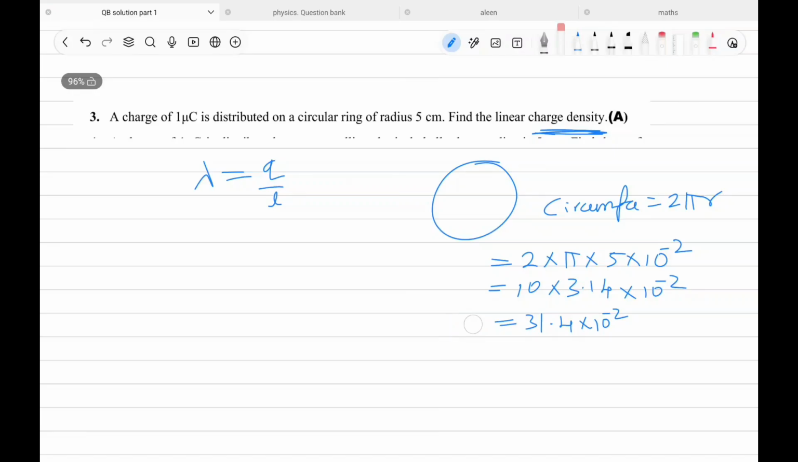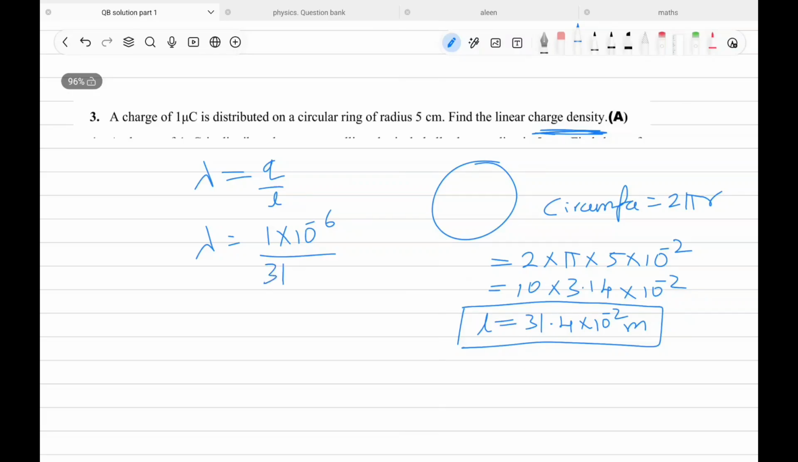The circumference of the circle is the length of the rod, in meter. Now coming back to the formula, lambda is equal to Q divided by L. What is the charge? 1 microcoulomb, 1 into 10 to the power minus 6 coulomb. Now 1 divided by the length, 31.4 into 10 to the power minus 2. Minus 6 minus minus 2 is minus 4, so 10 to the power minus 4.